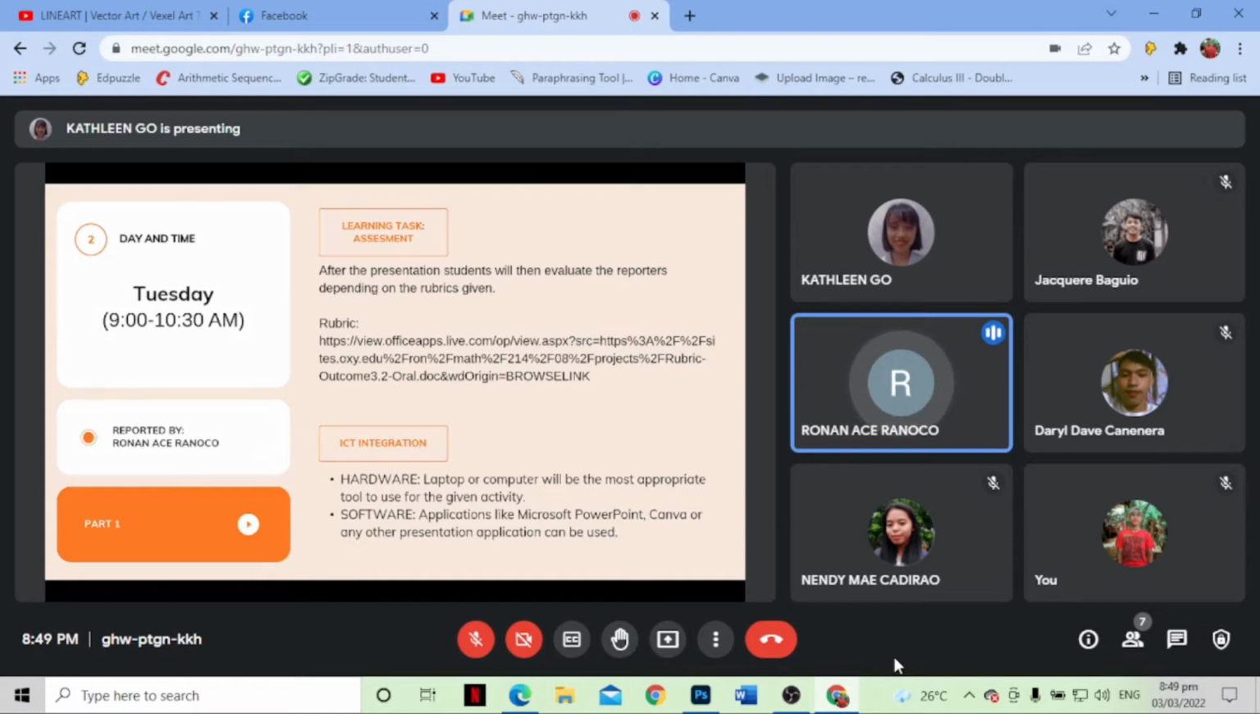Then for learning tasks, we have assessment. After the presentation, students will evaluate the reporters depending on the rubrics given. Then for ICT integration, for hardware, a laptop or computer will be the most appropriate tool to use for the given activity. For software, applications like Microsoft PowerPoint, Canva, or any other presentation application can be used.